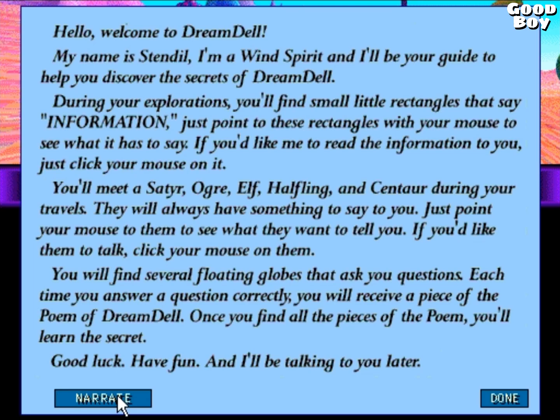You'll find several floating globes that ask you questions. Each time you answer a question correctly, you will receive a piece of the poem of Dreamdell. Once you find all the pieces of the poem, you'll learn the secret.